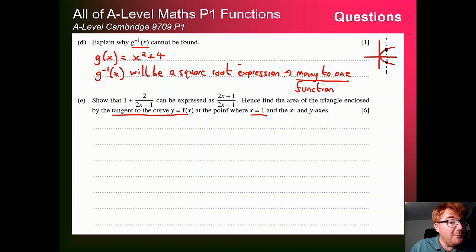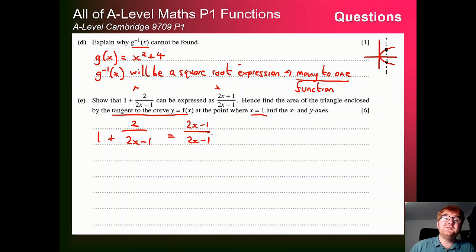So before we get stuck into that, we're going to show that this is equal to this. Now we've seen this process already. All we do is be a little bit sneaky here. We look at the denominator, 2x minus 1, and then we change the 1 into (2x minus 1) over (2x minus 1), because if I cancelled that through, that would give me 1.